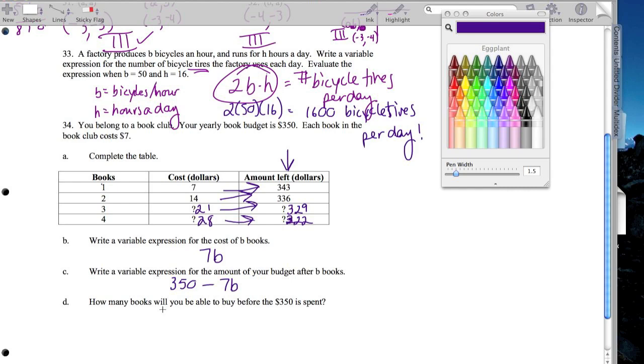And the last one, how many books will you be able to buy before $350 is spent? We have to know 7 times what is 350? 350 minus 7B, when is that going to equal 0? So really, we can say, well, we know that 7 times 50 is equal to 350. So whenever we say 50 books are bought, this is really 350 minus 350. There will be 0 money left whenever it's all spent. So the answer here is 50 books.